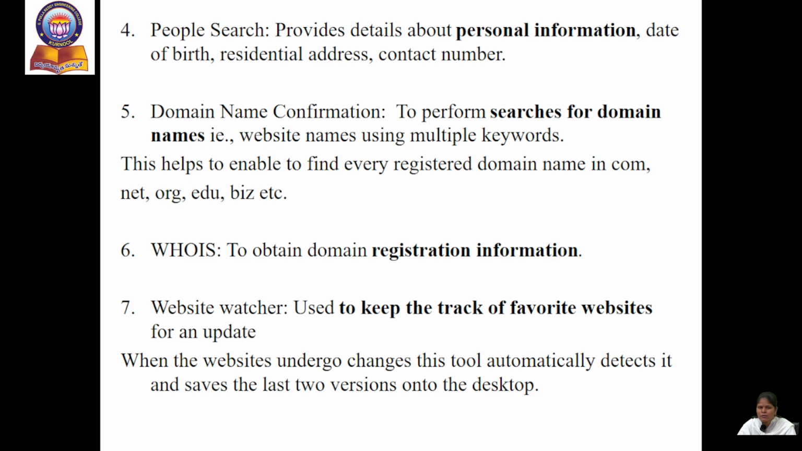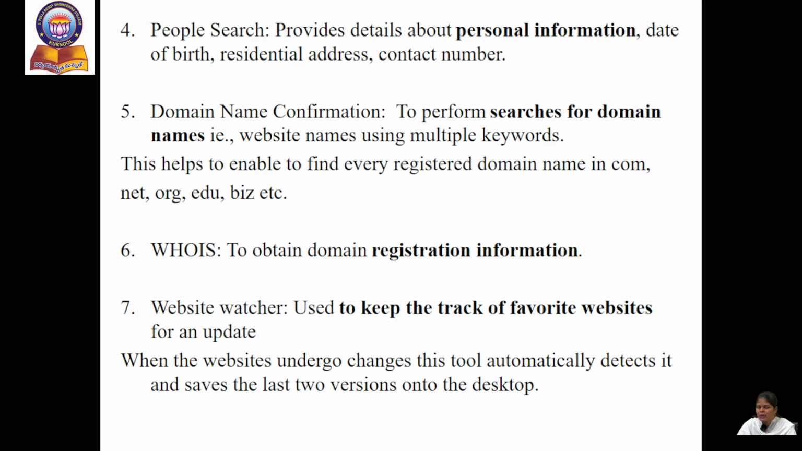The next one is whois, which is a tool used by the attacker to obtain the domain registration information. So when the particular domain has been registered, what is the date, and when it has to be renewed, all those details can be known, and also in whose name this particular URL or domain name has been registered can be known using whois.